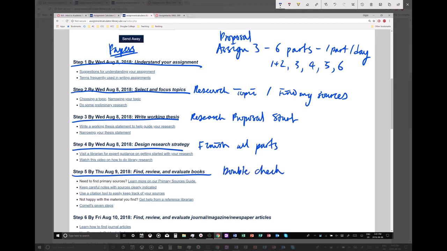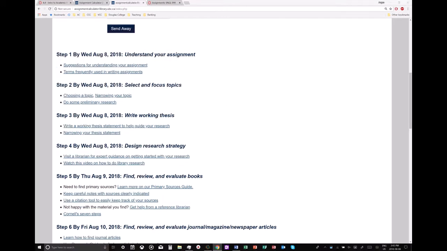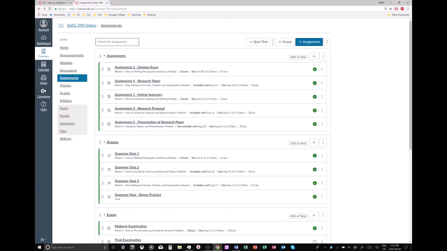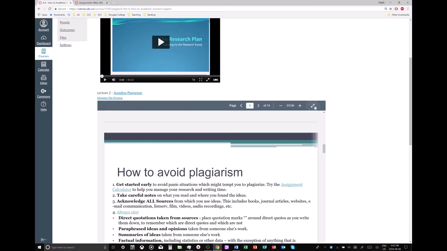Again, spread your work in days or even hours. Divide your work in days or even hours to help you focus and schedule your assignments. Okay, other steps.